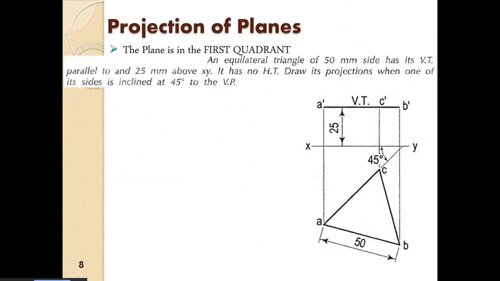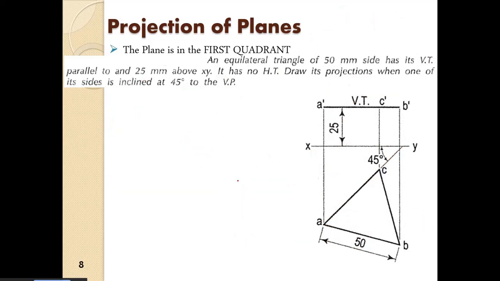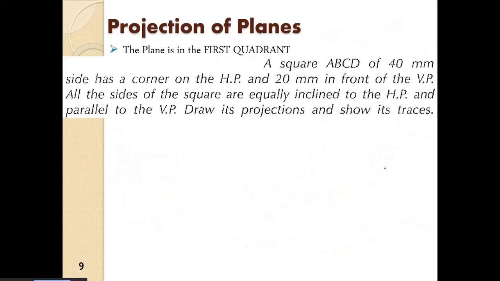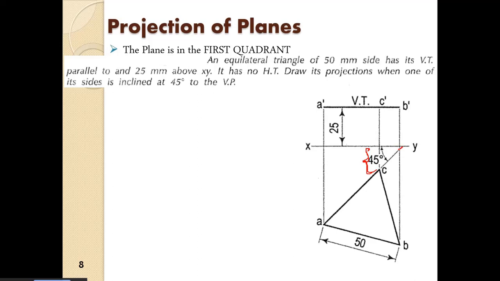So here, what I have taken, here they have taken some arbitrary distance. This is also correct. So they have taken some arbitrary distance here, and this is the inclined edge. So you can see.